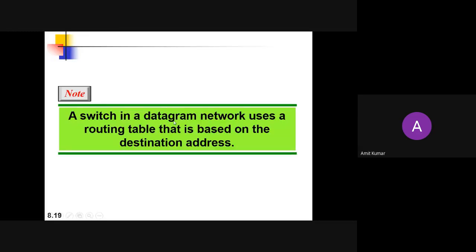A switch in the datagram network uses a routing table that is based on the destination address. Whatever IP address you assign in the header part of your packet is used to route your message through the different routers.